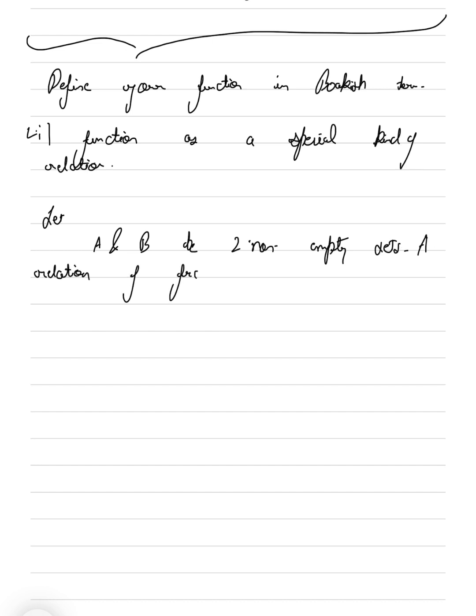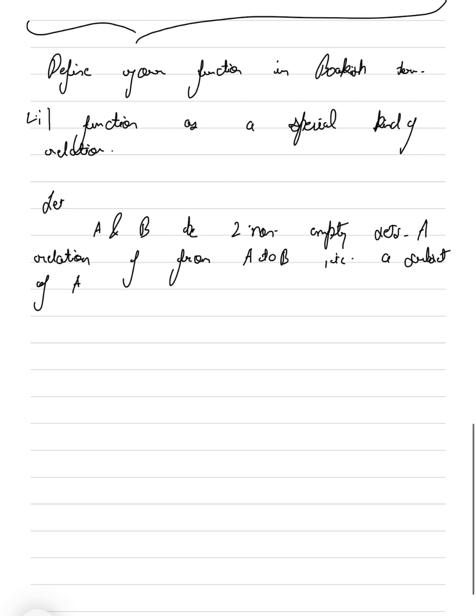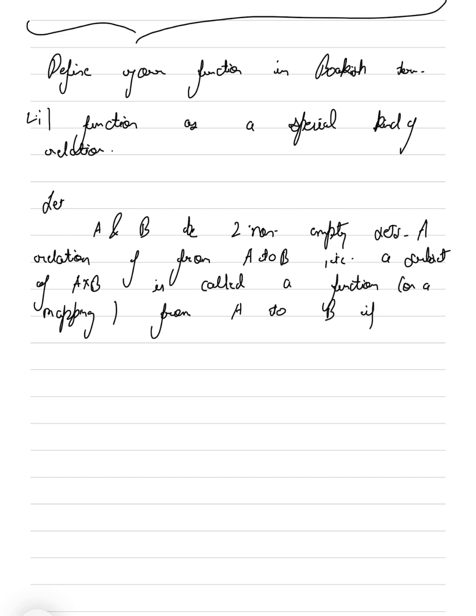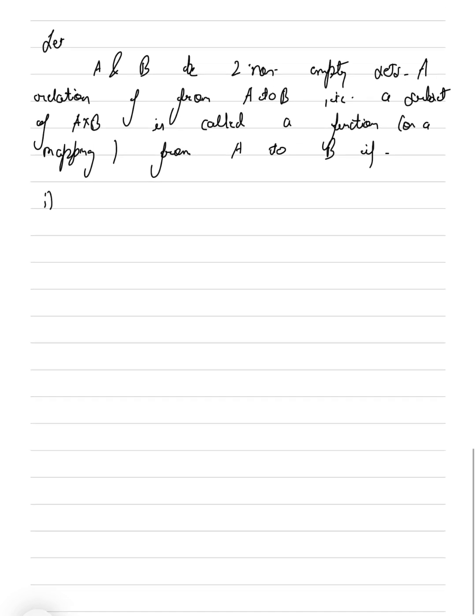A relation f from A to B, that is a subset of A cross B, is called a function, or a mapping from A to B if what? Let me complete the definition, then I'm gonna tell you what that means.